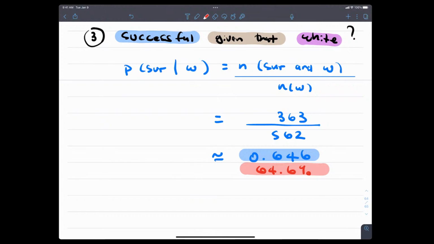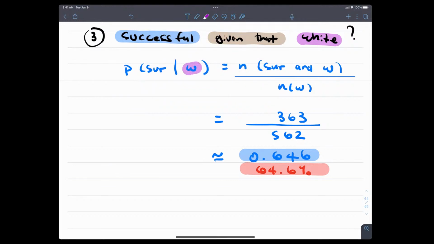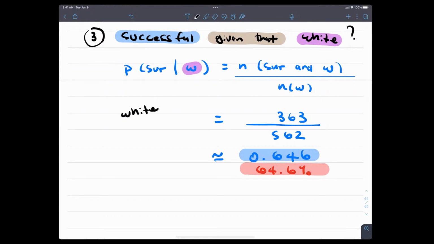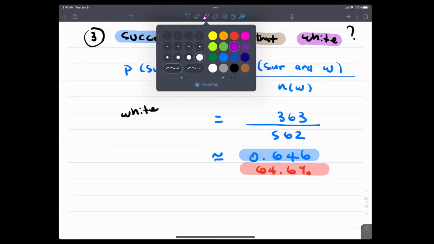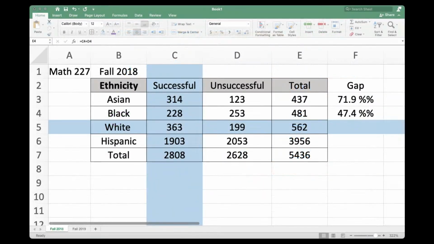64.6% of which group now? Of white students. So now, of the white student group, about 64.6% were successful in Math 227 Fall 2019. All right, you guys okay with that one? You guys see what I'm saying? Now, let's put this in Excel. You say, why do I want to put that 64.6? Because I'm going to look at these rates.